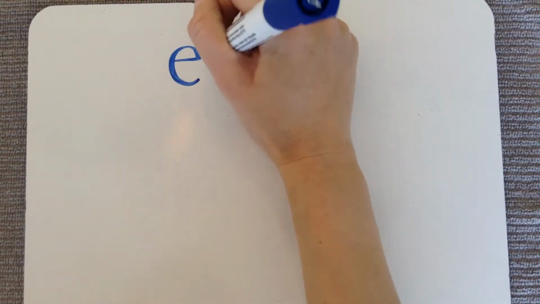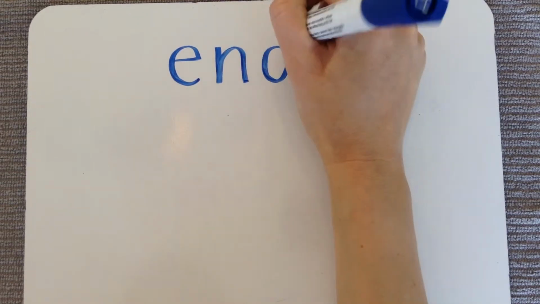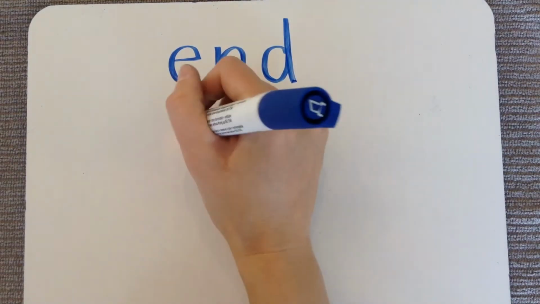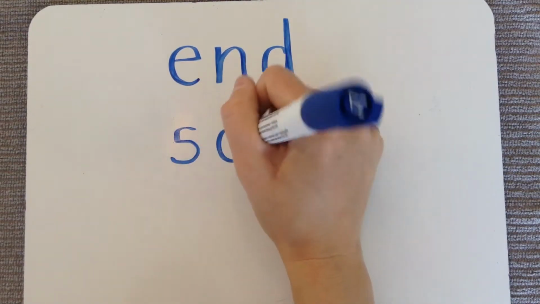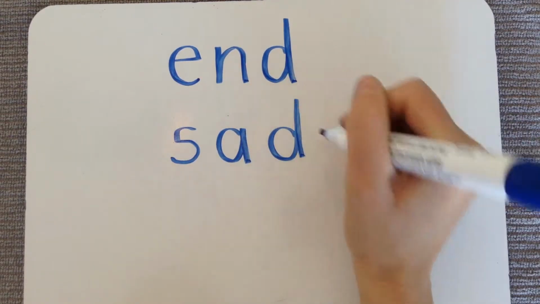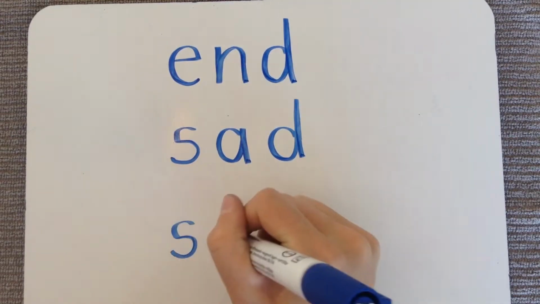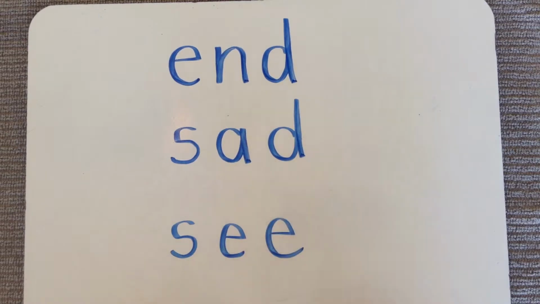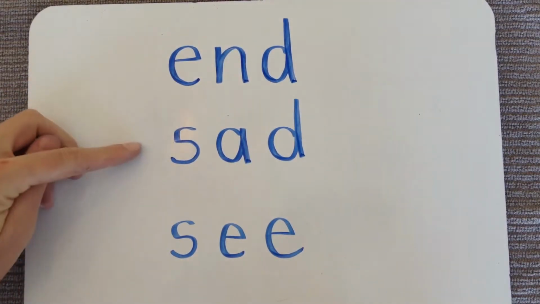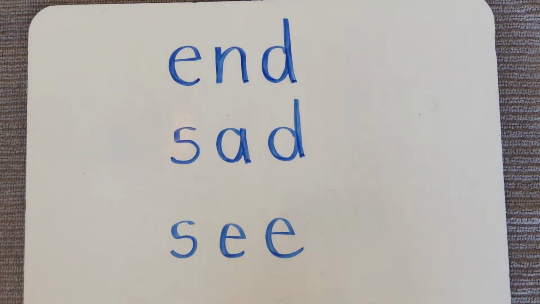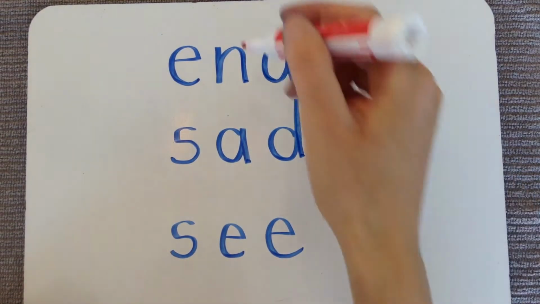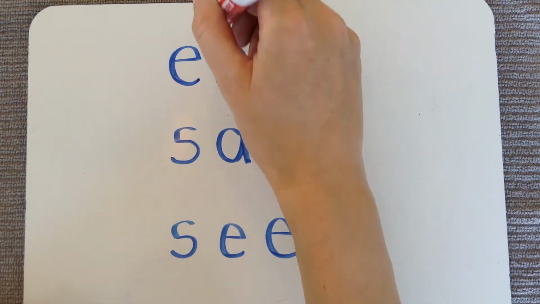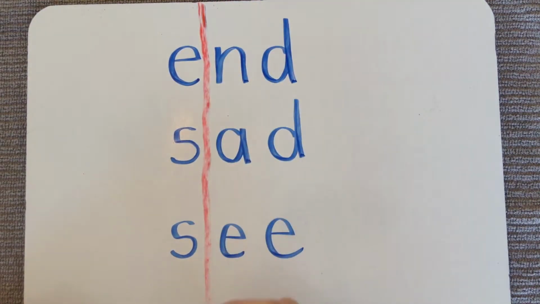Write the word end, sad, and the word see. End, sad, see. Our job is to put these words in order using ABC order. I need to draw lines so I can clearly see which letters I will be comparing.